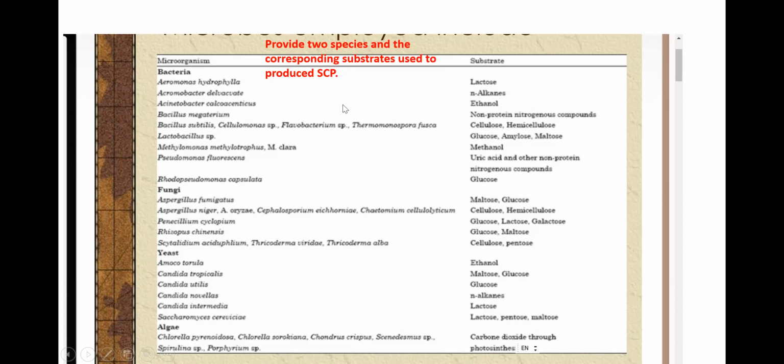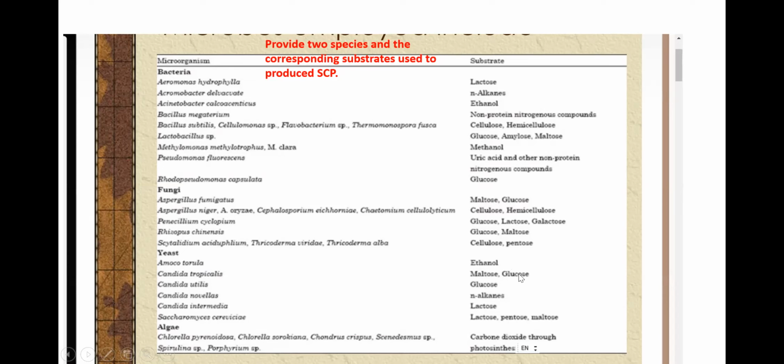Then another example of the question will be for you to provide two species and the corresponding substrate used to produce the SCP. For example, if you take the Lactobacillus species here, you can use glucose, amylose, or maltose. Of course, this is not strictly like that, but these are compounds from whatever has been implemented in the industry. So far, these are what has already happened. For example, fungi are best at consuming maltose and glucose as a substrate.